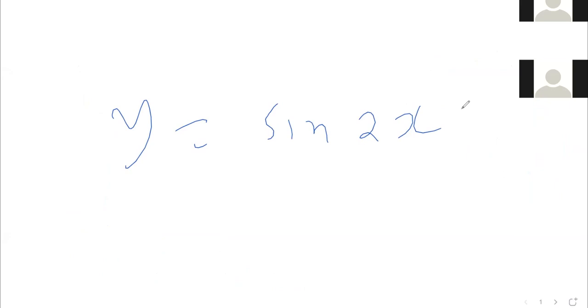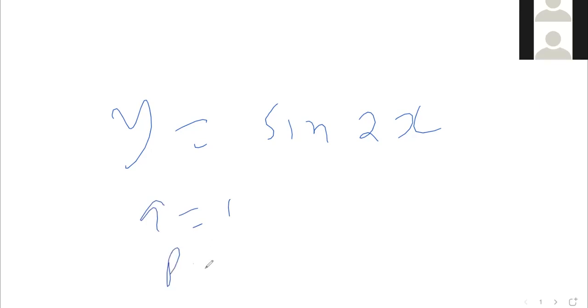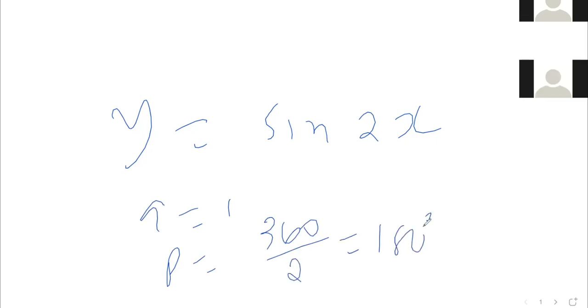The amplitude is the coefficient of the sine. In this case, it is 1, so the amplitude will be 1. The period: we said you take 360 divided by the coefficient of x, which is 2. The angle becomes 180 degrees.